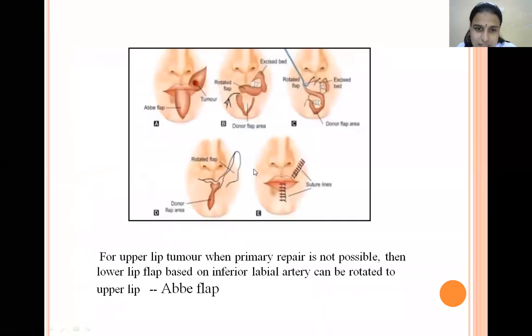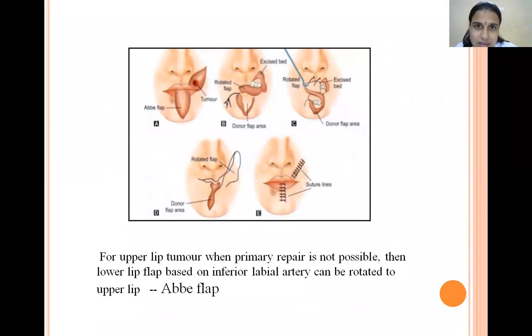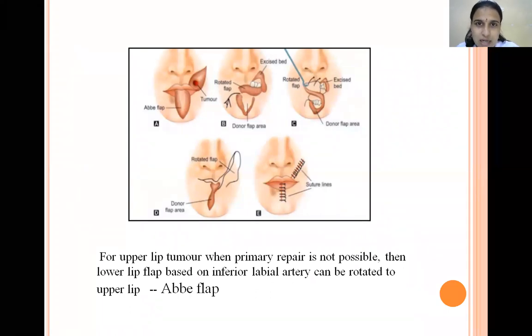So what is done here in Abbe's flap? Here, Abbe's flap and Abbe-Estlander flap, we use these flaps when the involved area of the lip is less than half of its total surface. So, Abbe's flap is one that is taken from the lower lip or the upper lip, and it is based on, if it is the lower lip, the inferior labial artery. It is rotated onto the needed area where there is the defect after removal of the tumor.